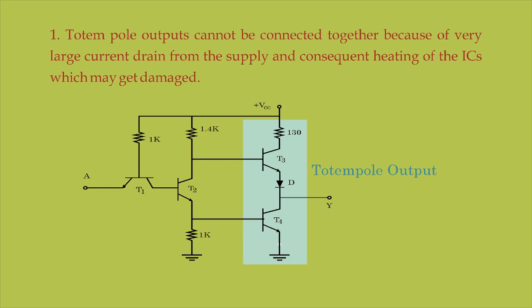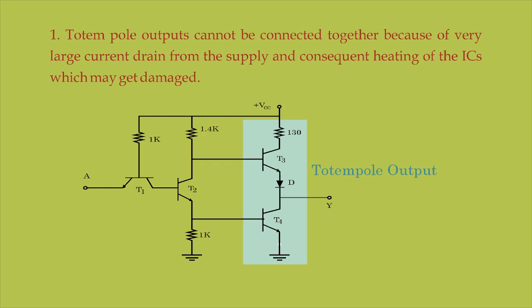So it is not possible to connect the outputs of all the gates if they are in totem pole fashion. If these outputs are connected commonly to the bus, there will be a large current drain, and the IC will get heated and may get damaged. So this is the first drawback of totem pole outputs if they are connected together to a bus.